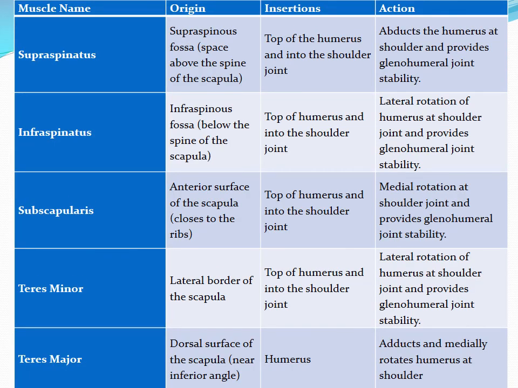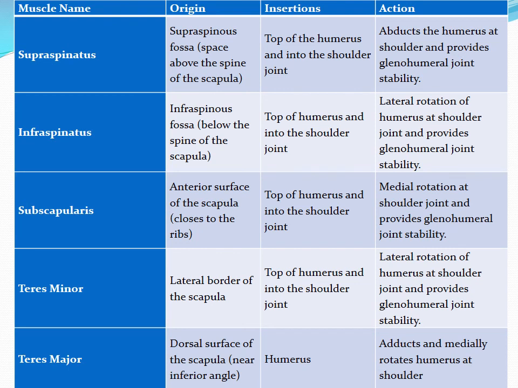So supraspinatus originates at the supraspinous fossa, so that's above the spine of the scapula. It attaches to the top of the humerus. Its job is to help abduct the humerus, and it provides stability to the glenohumeral joint, which is just the joint between the humerus and the scapula. Infraspinatus is in the infraspinous fossa, so it's below the spine of the scapula. It attaches to the top of the humerus, and it will cause lateral rotation of the humerus and provide stability.